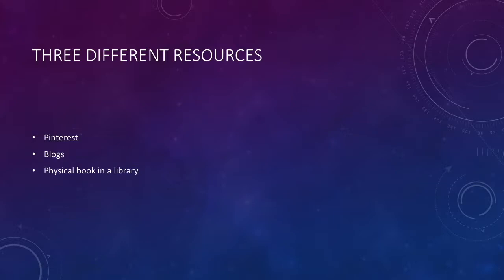In this tutorial, we're going to be looking at 3 different resources for finding crochet patterns and diagrams: the social media site Pinterest, some crochet blogs, and a walkthrough of checking out a physical book from the Topeka Public Library.